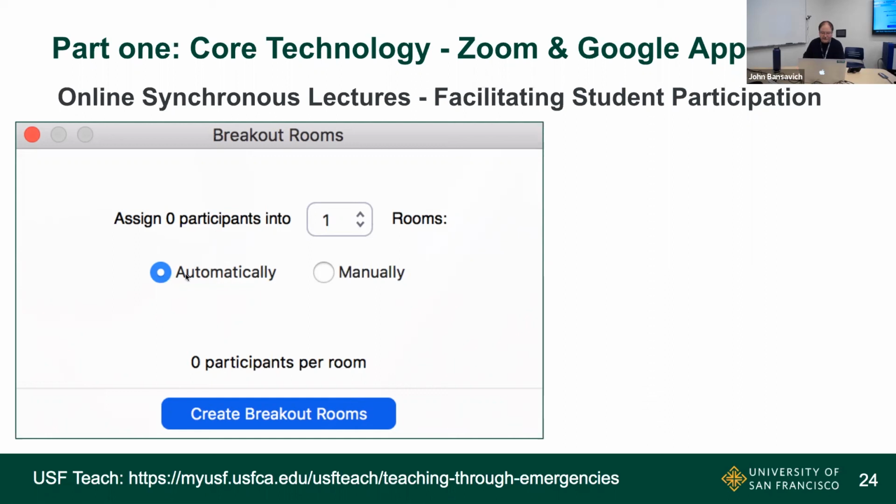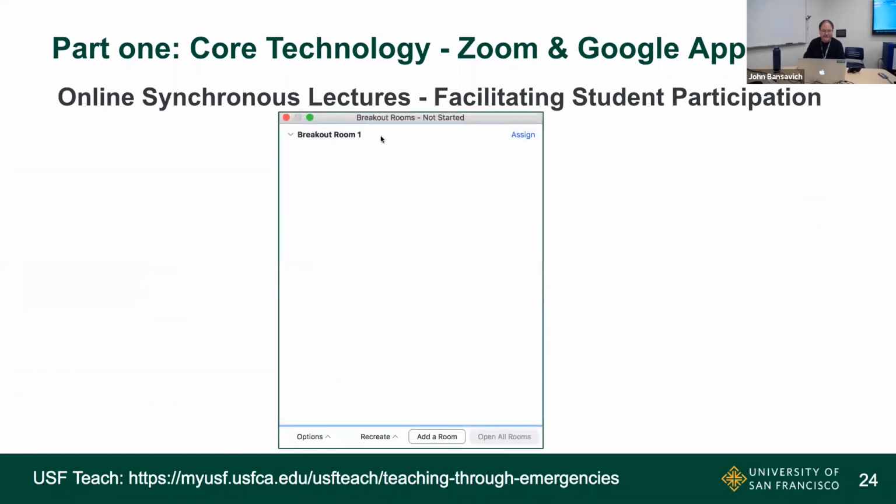And you can have Zoom assign them automatically, randomly, or you can manually assign them. Say if you have a couple of students, you go, no, those 2 should not be together. You can manually assign students to their separate rooms. And then when you create the breakout rooms, it'll give you a list.